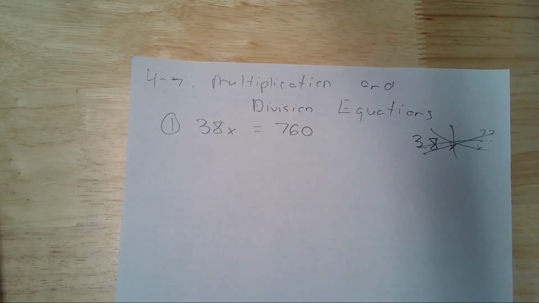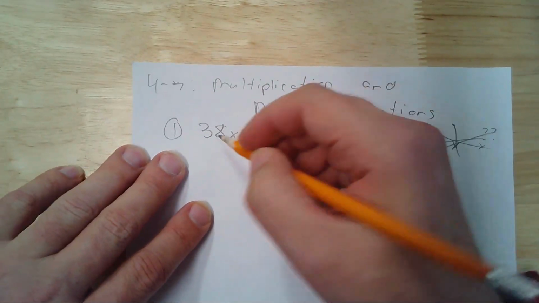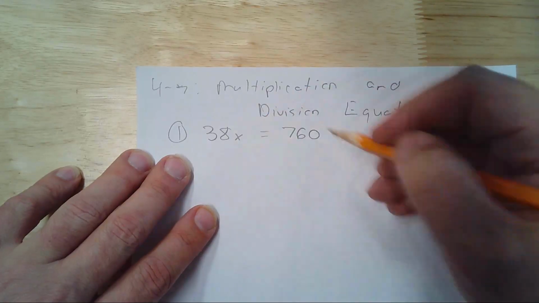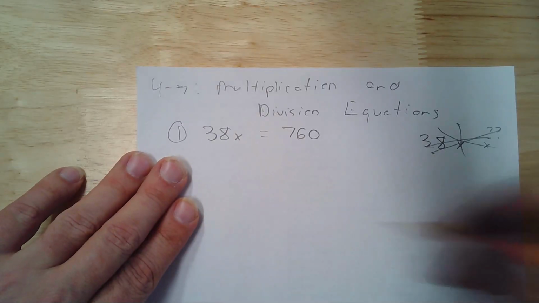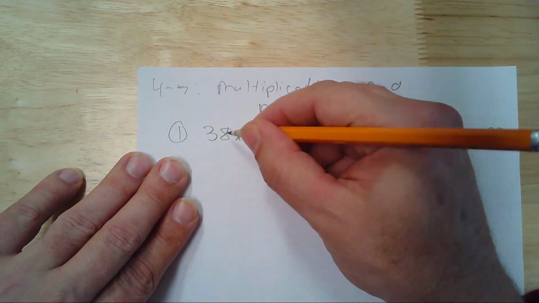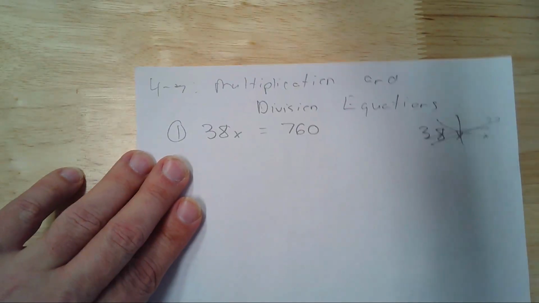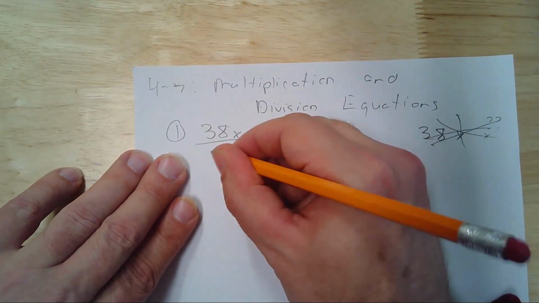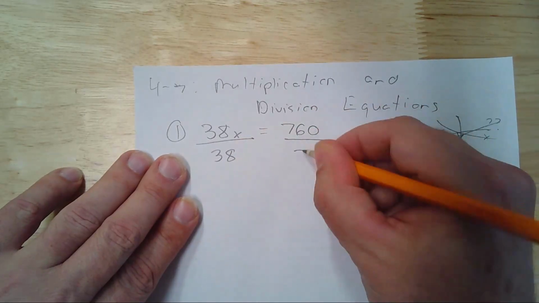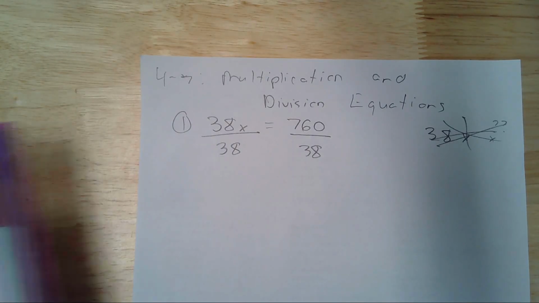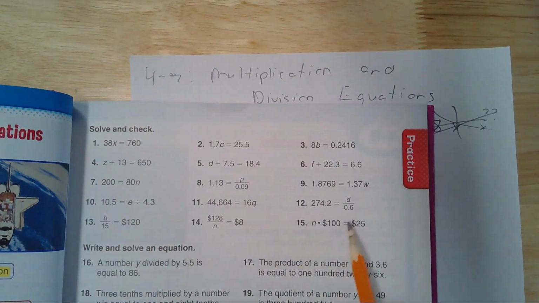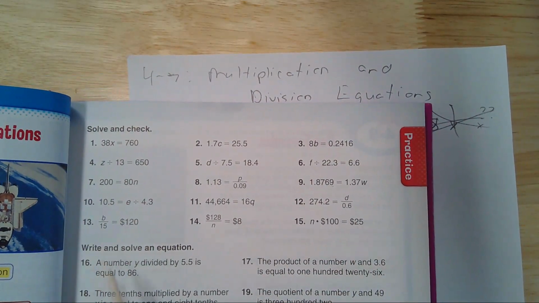Okay, so what I'm saying is somewhere in the world there is a number that exists that when I multiply it by 38, I get a product of 760. What is that number? So what am I doing to x? Multiplying it by 38. What is the opposite of multiplying by 38? Dividing by 38. So I write it like this, and we again talked a lot this year that a lot of division will look in fraction form, like this, like this, like that.